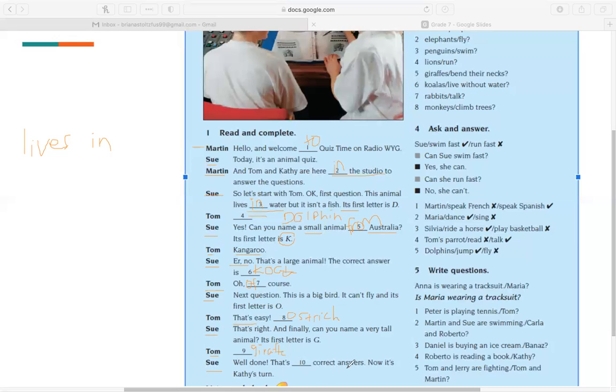How many correct answers did he get? So he got 1 correct, 2 correct, 3 correct. That's 3 correct answers. Now it's Kathy's turn. Great job. Practice reading this conversation to yourself.